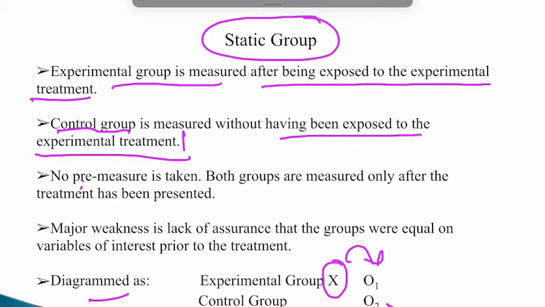So in this, no pre-measure is taken. Both groups are measured only after the treatment has been presented. So here we are not taking any pre-measurement, but we have two groups, one with treatment, one without treatment. And here the major weakness is the lack of assurance that the groups were equal on the variable of interest prior to the treatment. Now that we have to understand very carefully, that whenever we are taking these two groups, then they should be having the equal, you can say, variable of interest prior to the treatment. So this may be the major weakness.